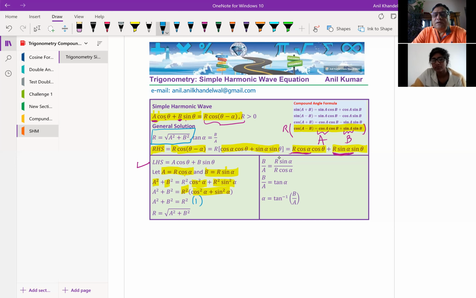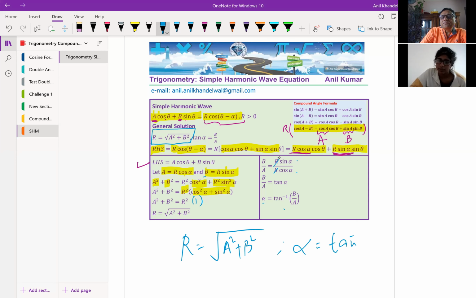Now to find the angle alpha, I'm just saying what is the ratio of B over A, because B is sine, right? So tan is sine over cos. So what is the ratio of B over A? It is R sine alpha over R cos alpha. R and R cancel. We get tan alpha on the right hand side. Sine over cos is tan. So alpha is tan inverse B over A. So we get our formula that in general, R will be equal to square root of A square plus B square, right? And alpha is equal to tan inverse of B over A, when the given equation is of the form given to us right there. Is that clear to you?